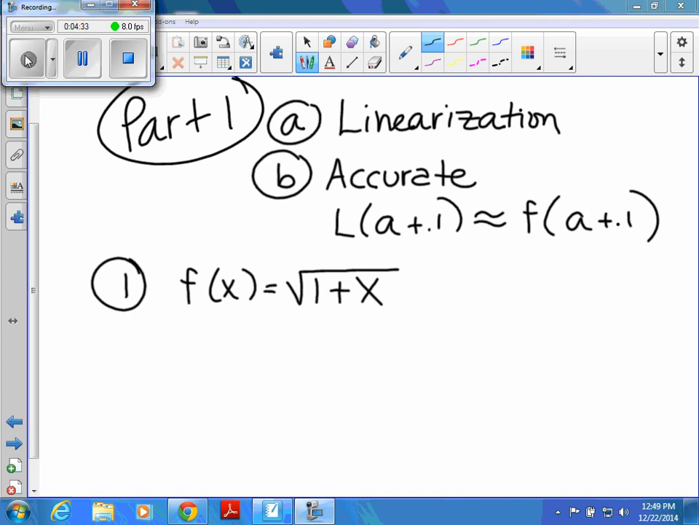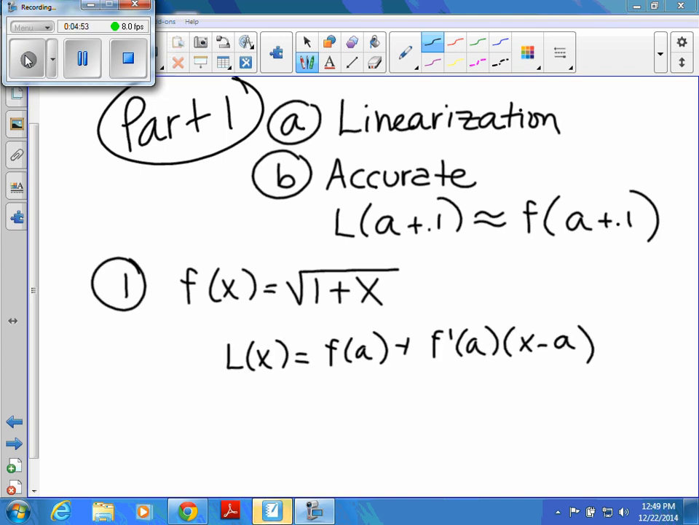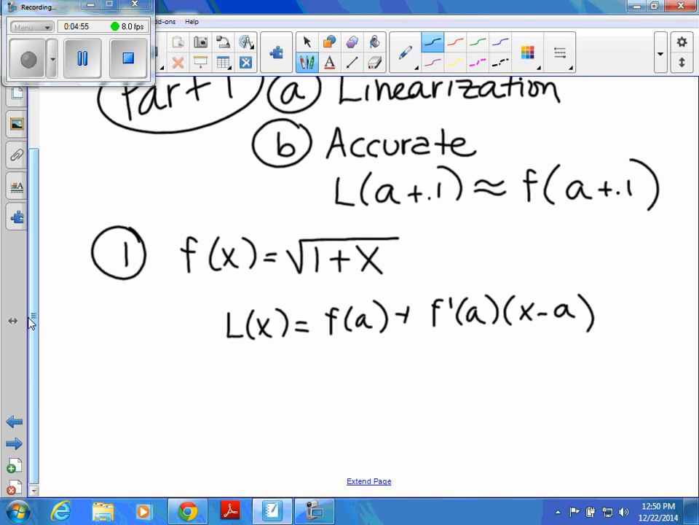Okay, ready? So, they give you the f of x function. What are you really doing in linearization? You're finding the tangent line. Aren't we finding the tangent line? So, if you don't like L of x equals f of a plus f prime of a times x minus a, don't use that. Just use the old way. Use y minus y1 equals m times x minus x1. The first thing I'm going to do, oh, we didn't do it, at x equals 0 is what we're doing.